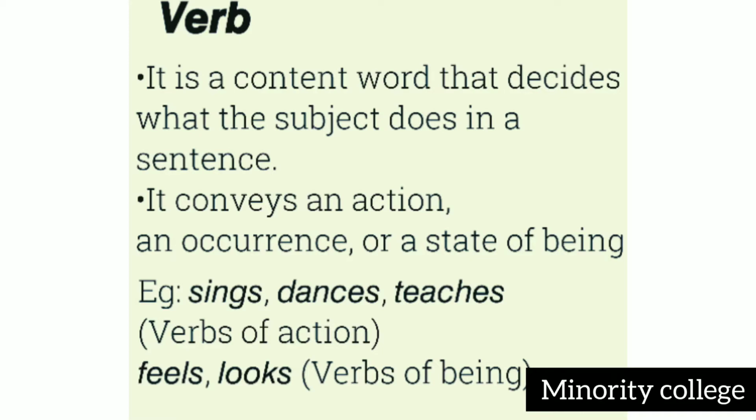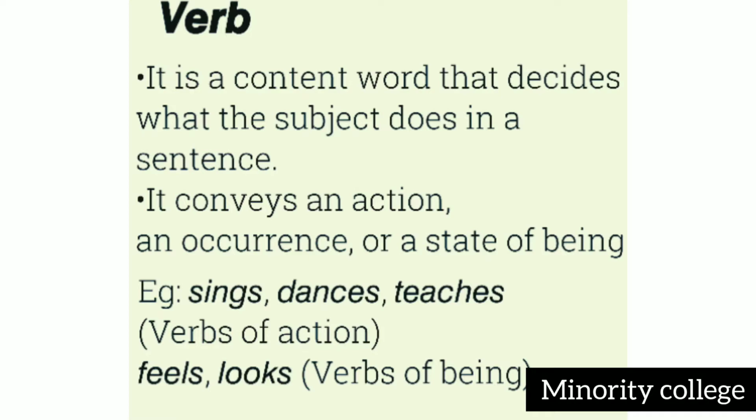Verb is a content word that decides what the subject does in a sentence. It conveys an action, an occurrence, or a state of being. Verbs are described as action words. For example, she sings, or dances, or teaches, or plays. Here these words are known as verbs, which are action words.